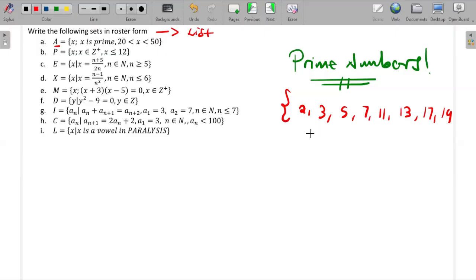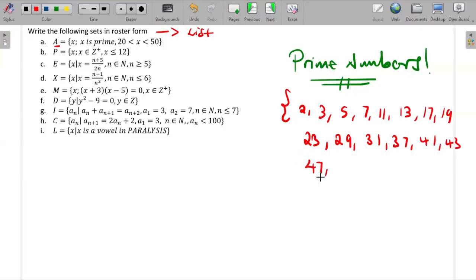20 is not. 21 is not. 23 is a prime number. Okay, from 23, 24 is not a prime number. 25 is not. 26 is not. 27 is not. 28 is not. From 23, we go to 29. Okay, and then from 29 we go to 31, we go to 37, we go to 41, we go to 43. Okay, we can check all the numbers in between.